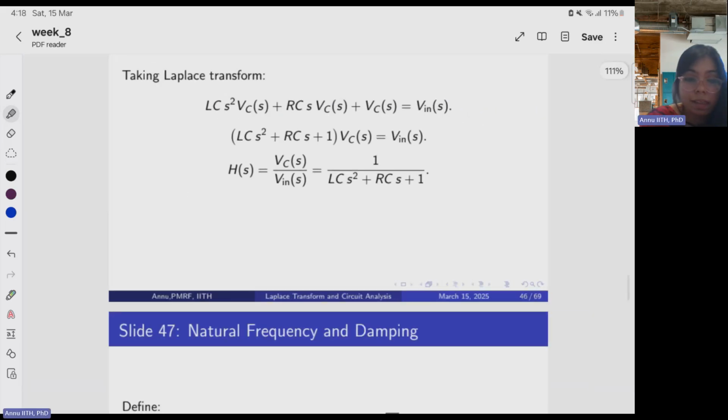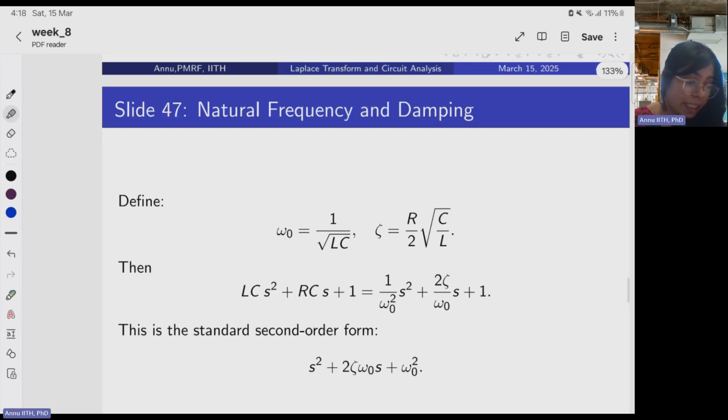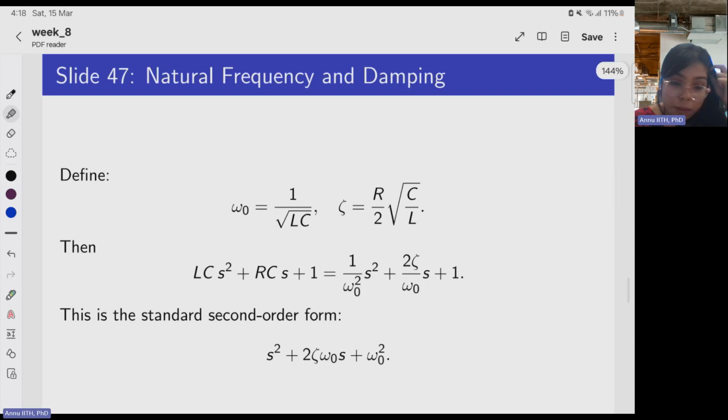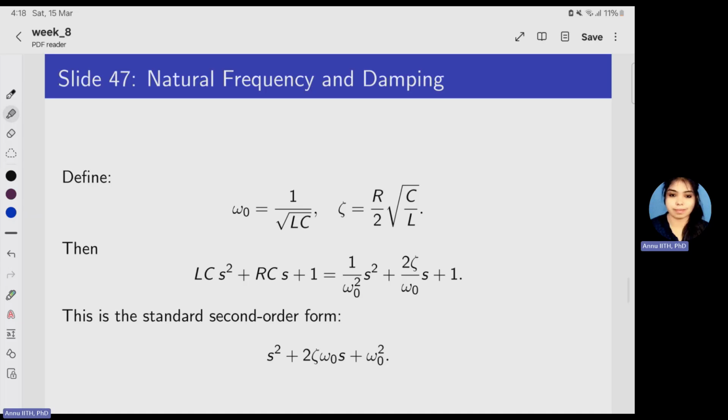You have the final form as LC s square. So it is a second order term, with RC as first order and LC as second order. Naturally, frequency, damping and all. So if we define omega naught is equal to 1 upon root over LC, and eta is equal to R by 2 root over C by L, then LC s square plus RC s plus 1 is equal to 1 upon omega naught square s square. So this is a standard second order form.